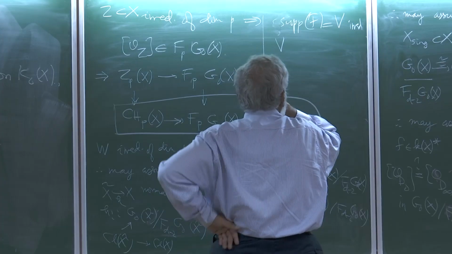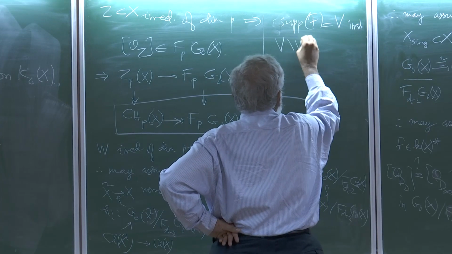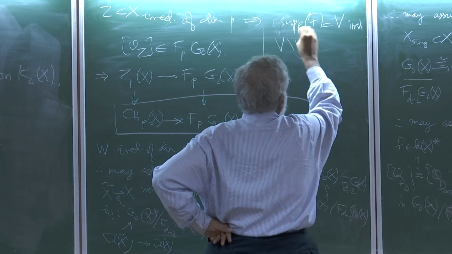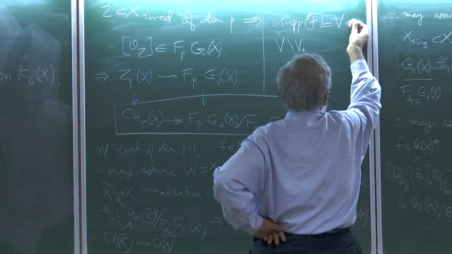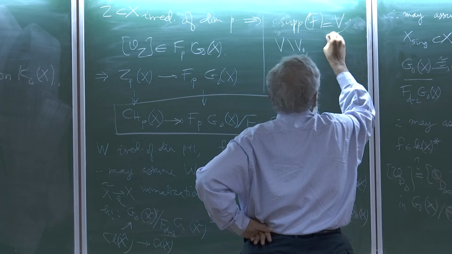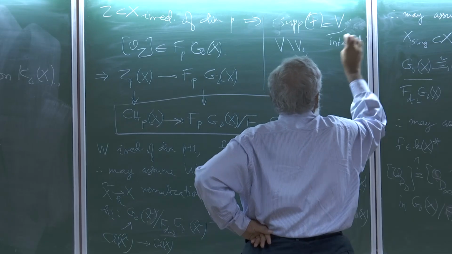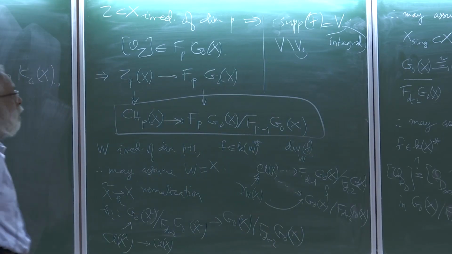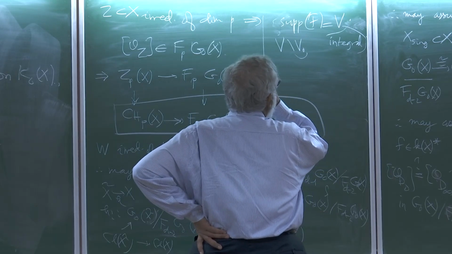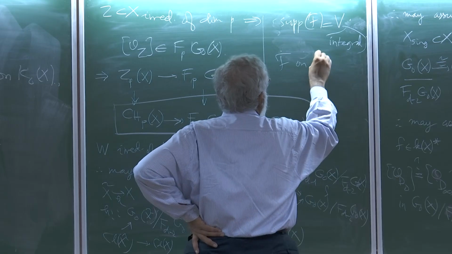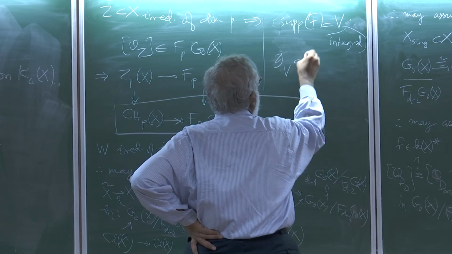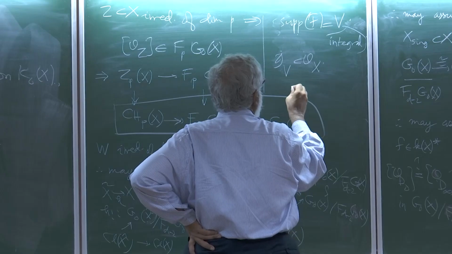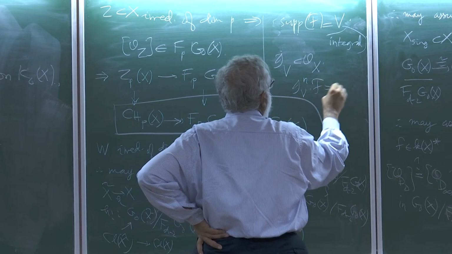Then there is V minus V_0, a proper subvariety. Suppose the support of F is V, irreducible, integral. Then if I have such an F, I have the ideal of V. Saying the support of F equals V means that I_V^n F equals 0 for some n.